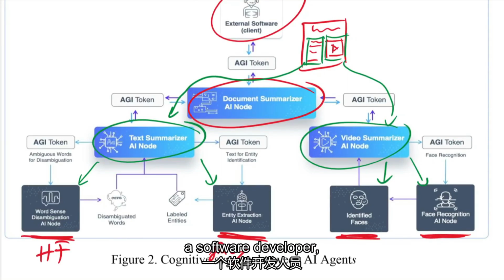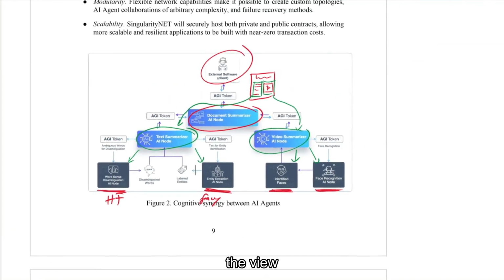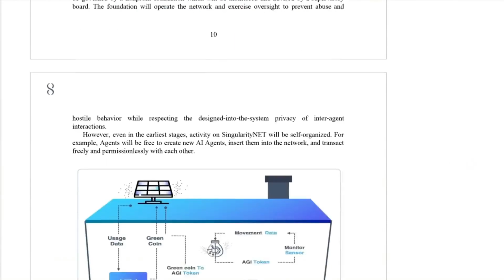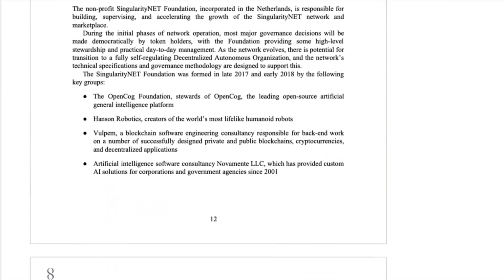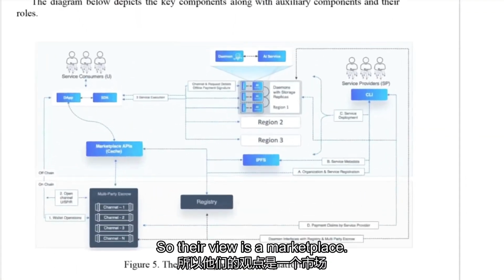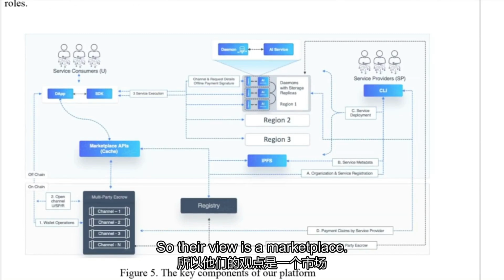If you are a software developer and you have to do subtasks, someone has probably already solved those subtasks. I can just call a library. Now, the view of SingularityNET is that maybe you don't want to call a library. Maybe you don't yet know what's the best. So their view is a marketplace.